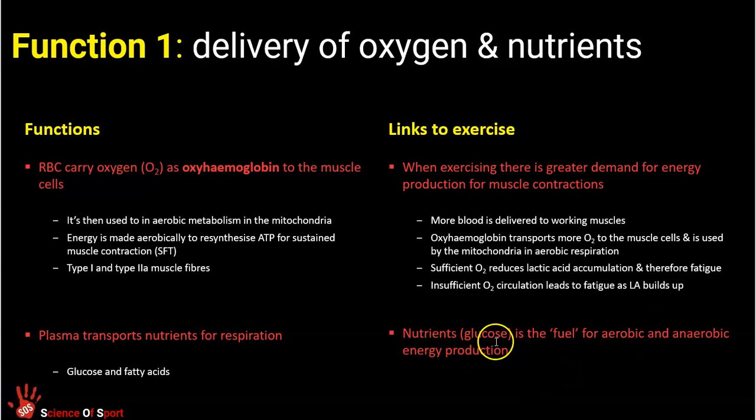Just make a mental note that glucose is necessary, so carbohydrate is necessary for aerobic respiration, but can be broken down anaerobically without the presence of oxygen too. So carbohydrate or glucose is a really important nutrient for us, and the CV system transports it around our body.